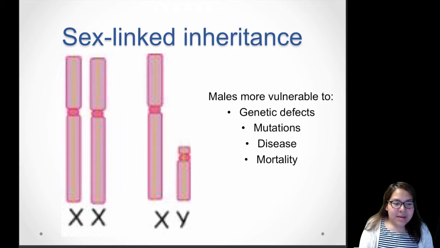We also see the impact of this sex-linked inheritance on males' behavior, such as risk-taking behaviors and the effects of testosterone on suppressing immune systems.